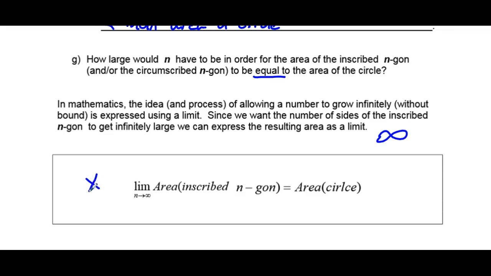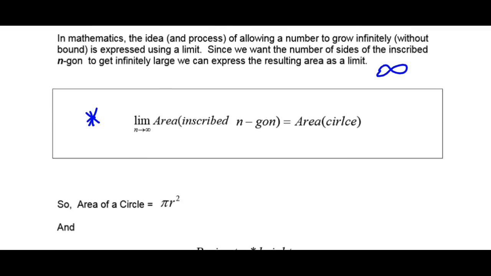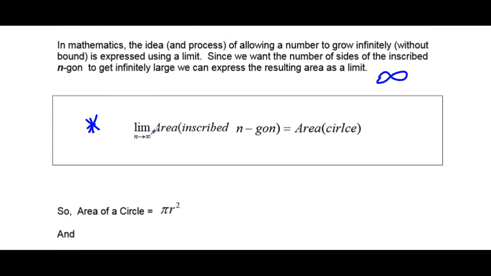And that brings us to a topic from pre-calc, calculus: the limit as n, the number of sides, approaches infinity. So as the number of sides gets closer and closer to infinity, the area of the inscribed n-gon will be equal to the area of the circle. So as n goes to infinity, it's going to reach the area of the circle eventually. Well, you'd have to get to infinity.